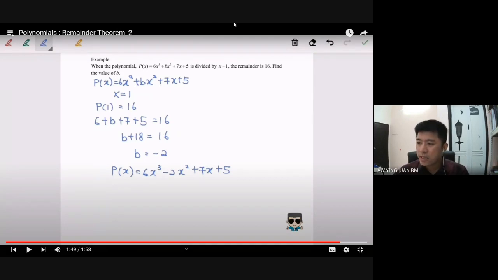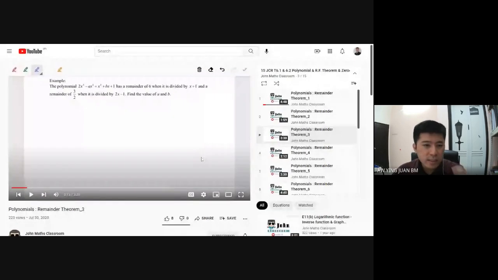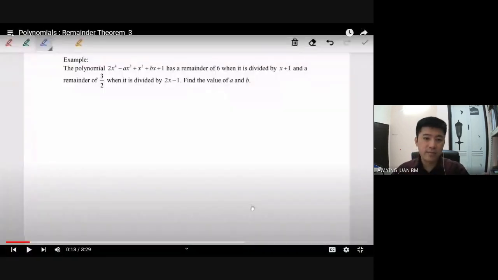So kita teruskan lagi dengan example yang seterusnya. Masih sama, remainder theorem. Cuma aras dia saya naikkan, supaya you nampak atau you dapat banyak pengalaman sikit.